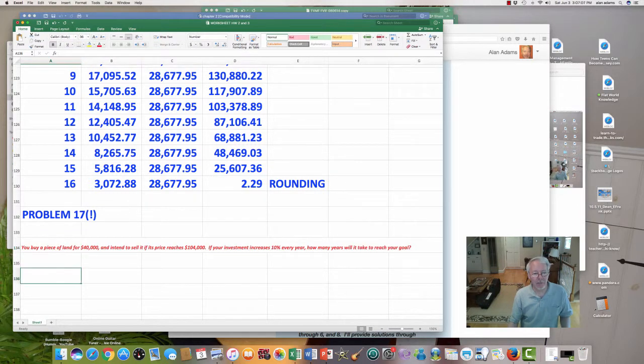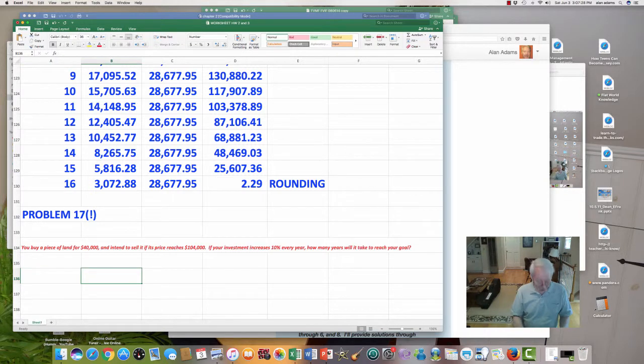You buy a piece of land for 40 grand. You intend to sell it. If it reaches 104, you expect that your investment is going to increase 10% every year. You want to know how many years you're going to have to hold that piece of land before you can sell it. This is just like problem 15, except instead of solving for the interest rate, you're given the interest rate and you're solving for the time.